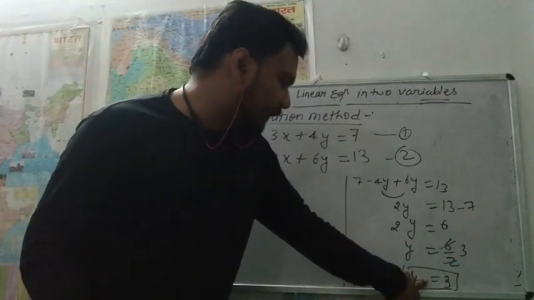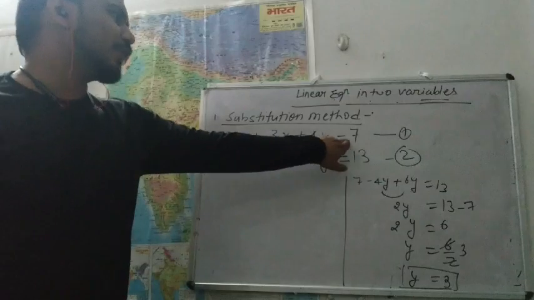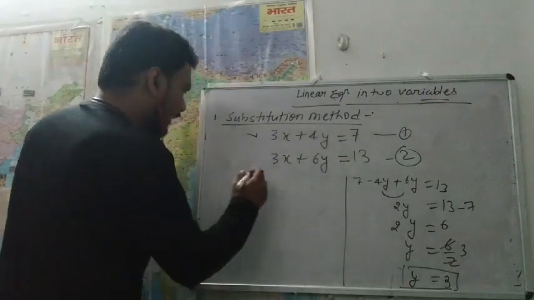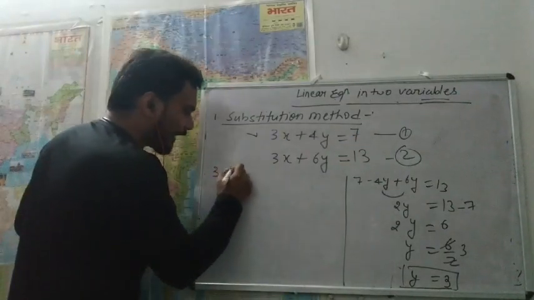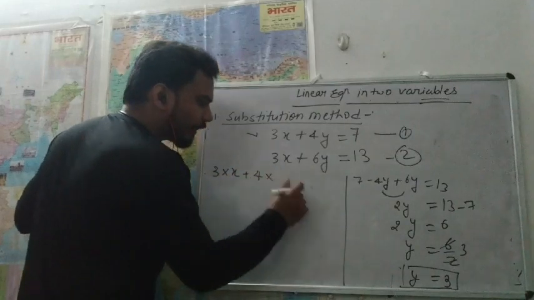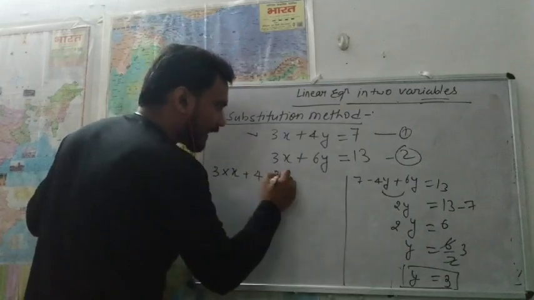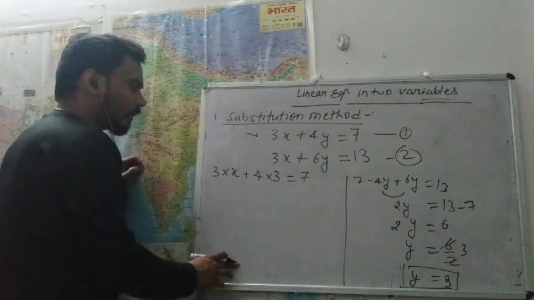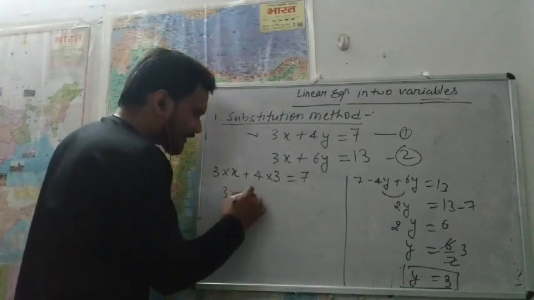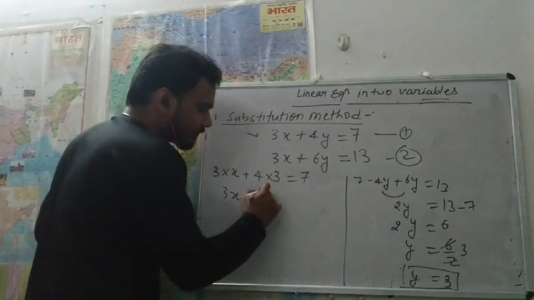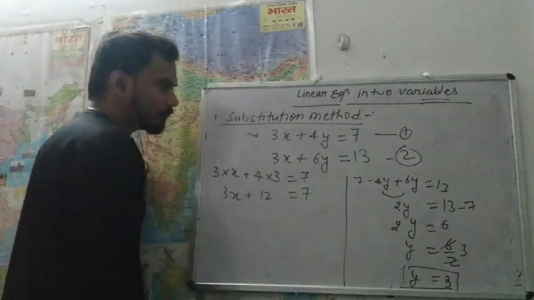Let's take this value of y and put it in any equation, either 1 or 2. It's going to be 3 multiplied by x plus 4 into y, and the value of y is going to be 3, so 3x plus 4 threes are 12 is equal to 7.